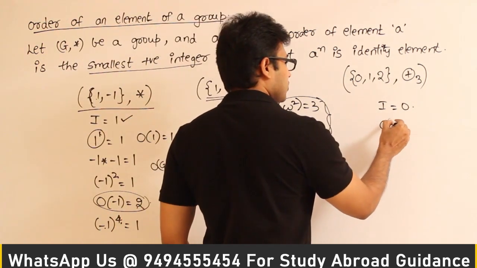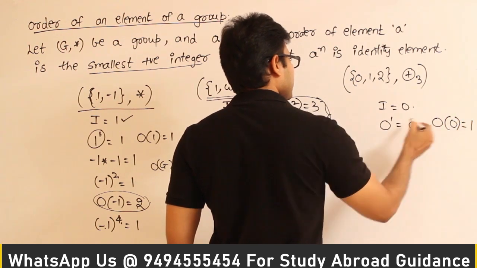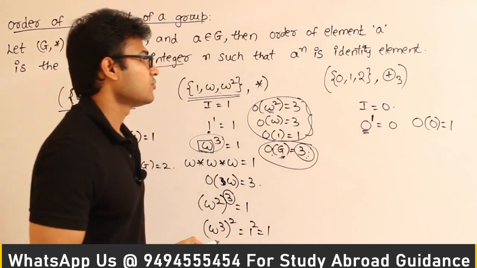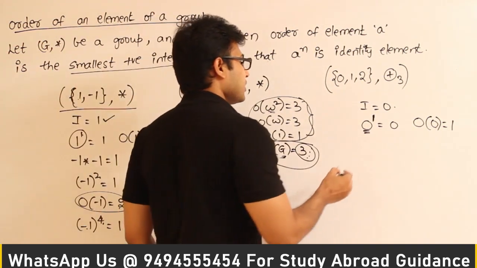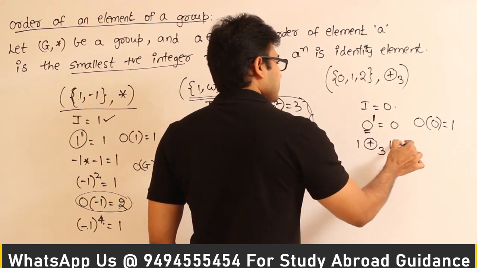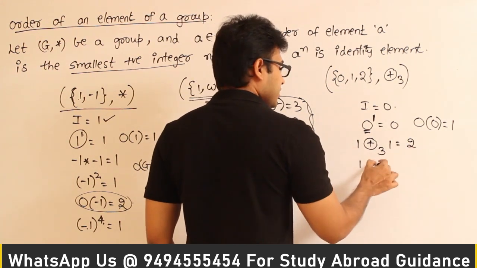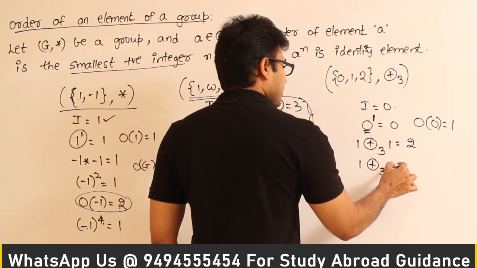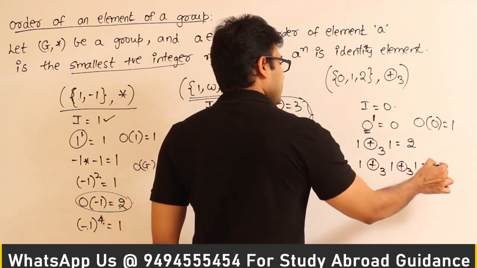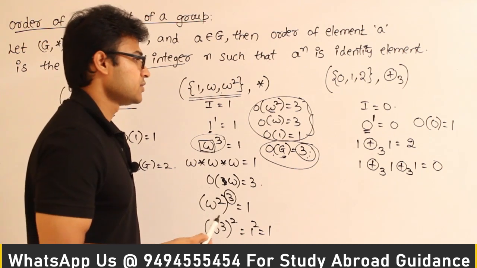Now 0^1 equals 0, therefore the order of the element 0 is 1. It is always there. The order of the identity element is always 1. What about the order of the element 1? Now if I take 1, which means it is not the identity element, and if I apply addition modulo 3, we get 2, right? If I apply it again, then we are going to get 0. 1 plus 1 plus 1 is 3, and 3 when divided by 3, the remainder is 0.